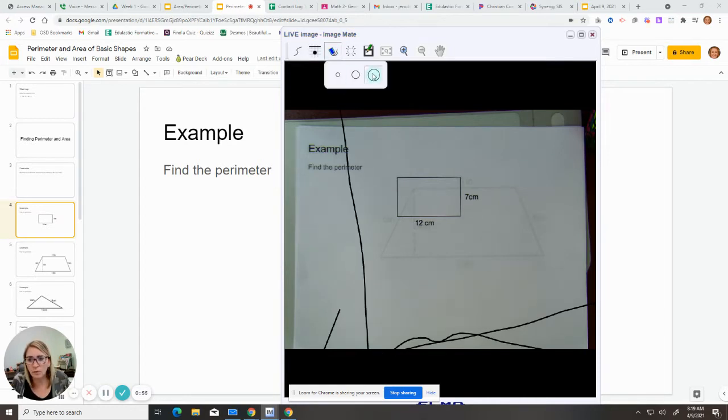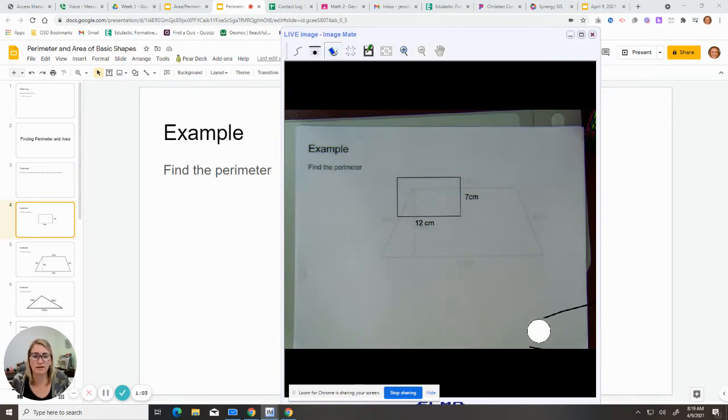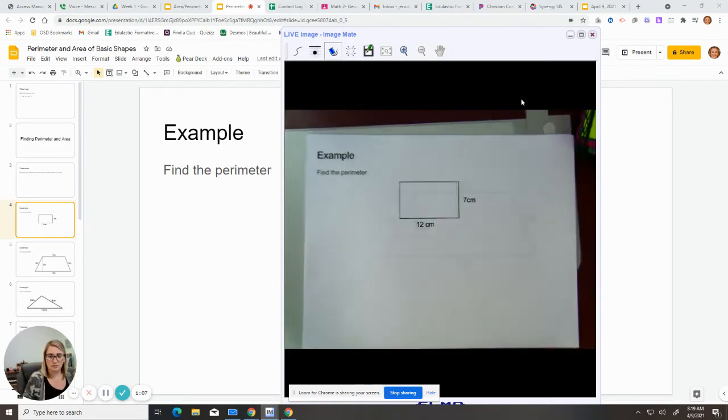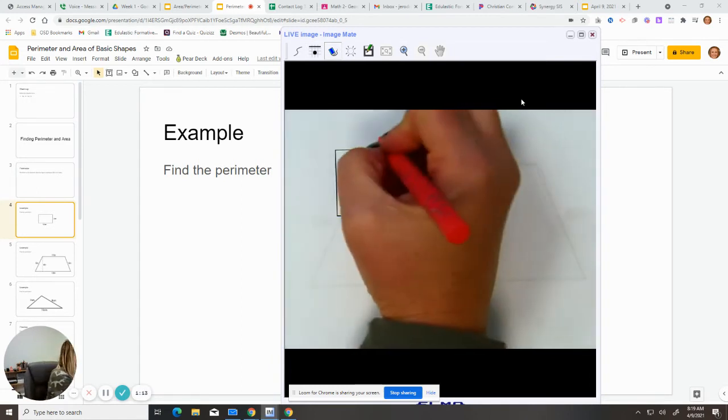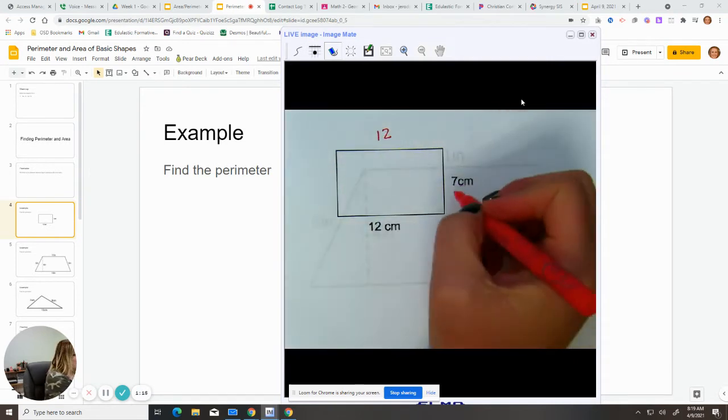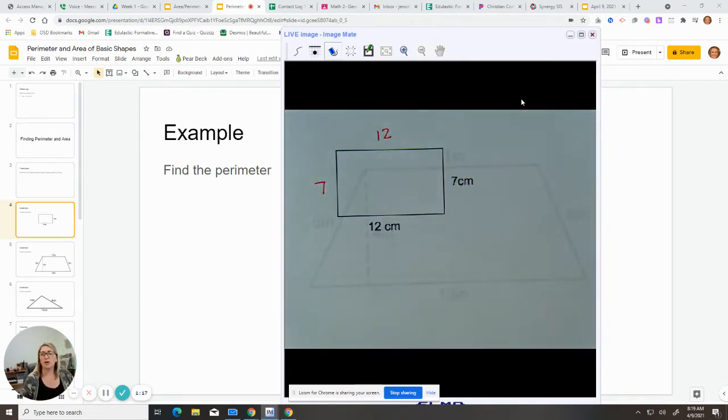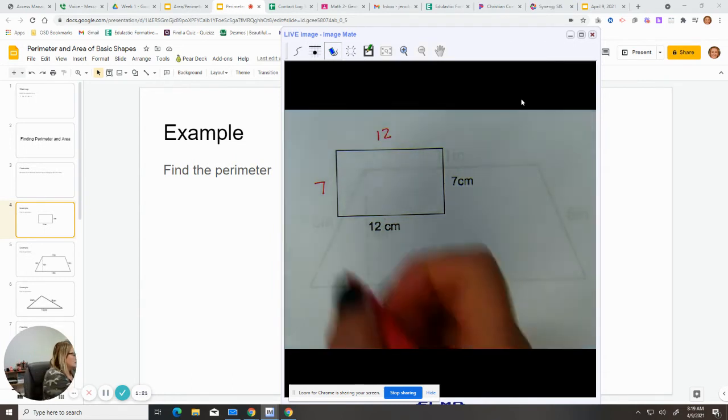Excuse me, I don't know why it is doing this, but let's erase this. All right, so there are sides of a rectangle that are the same. So I'm going to zoom in here. And you should recognize that if this side is 12, this side is also 12. If this side is 7, this side is also 7. So we can add up all of the sides.